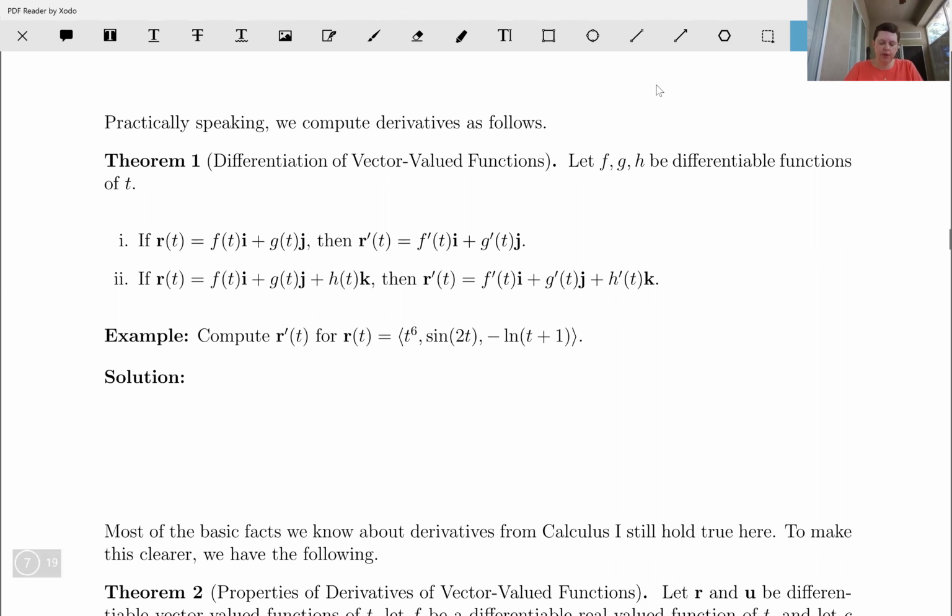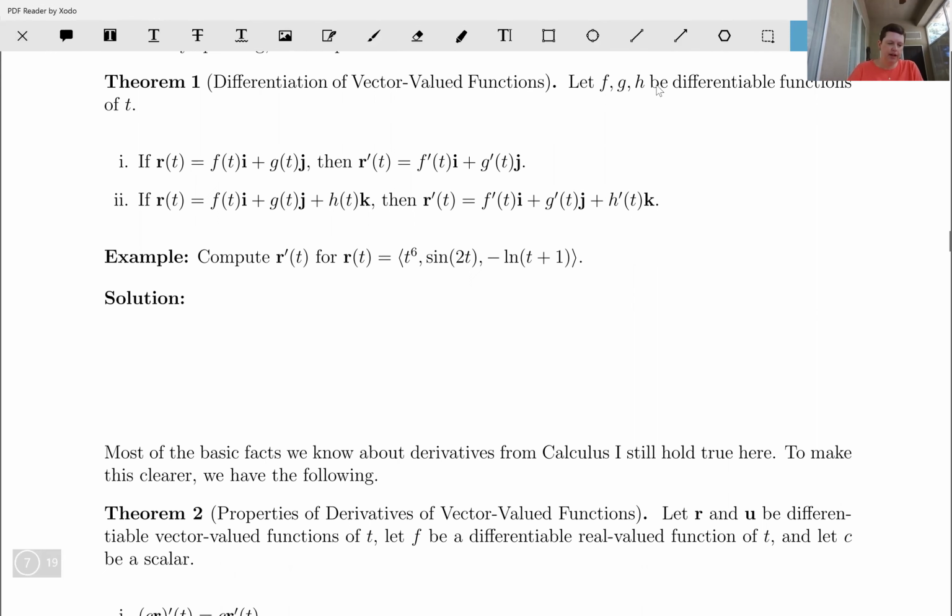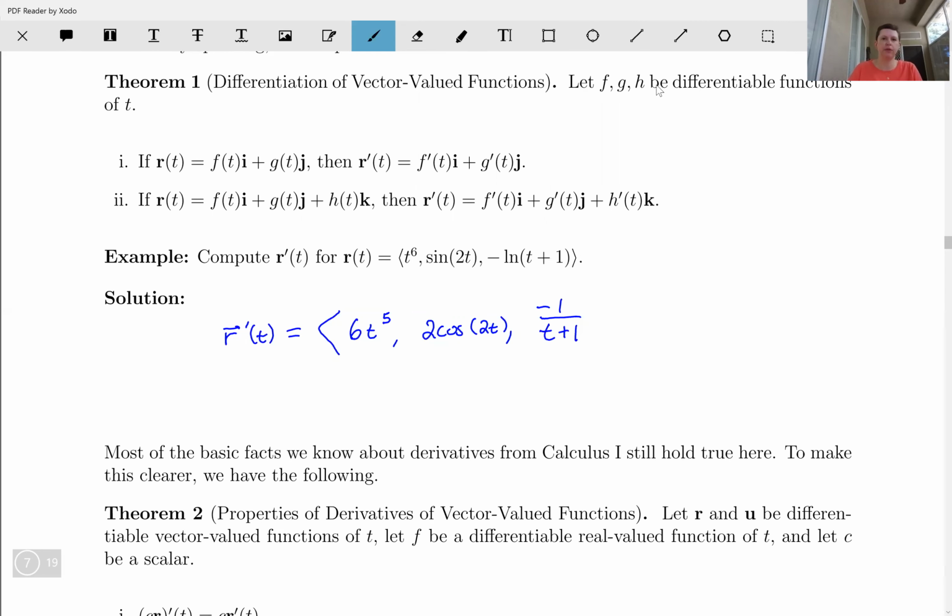So if I would like to compute r prime of t for this function, as an example, because what's life without an example? We just do it component-wise, so we find the derivative of each component. So you should say it with me. Just pretend you're not looking at this by yourself, or maybe you're not. So the derivative of t to the 6th we know is 6t to the 5th. And the derivative of sine of 2t, we know by the chain rule is going to be 2 cosine of 2t. And the derivative with respect to t of negative log of the quantity t plus 1 is negative 1 over t plus 1 times the derivative of t plus 1 with respect to t, which is just 1. And so that's our answer.